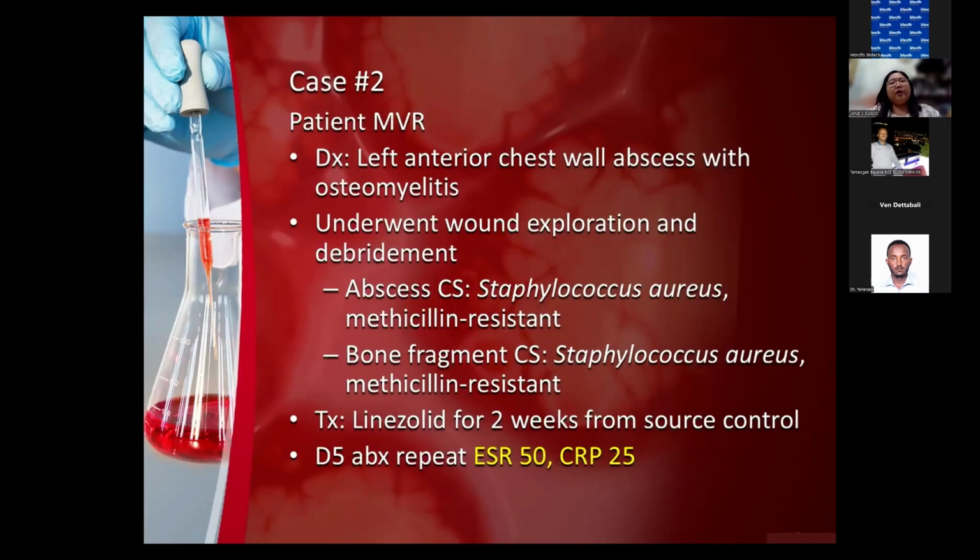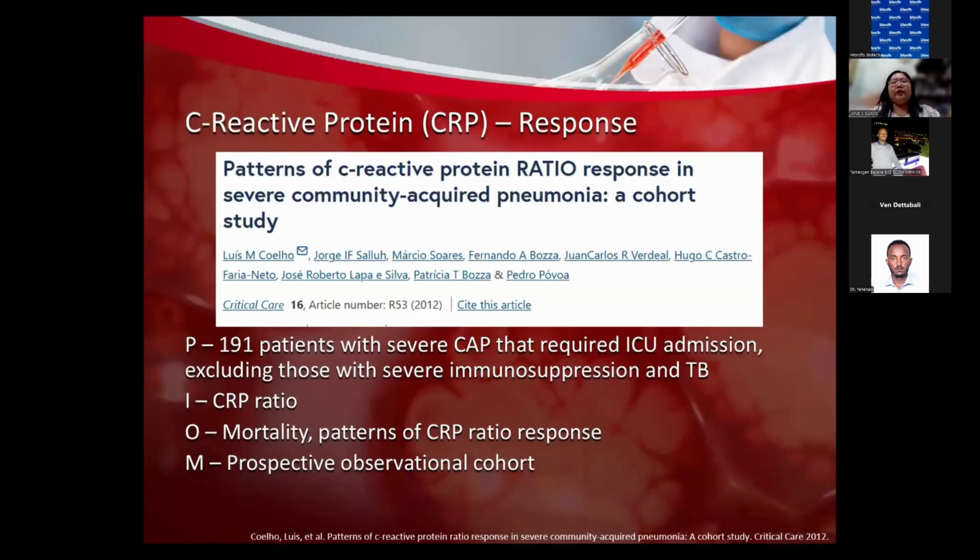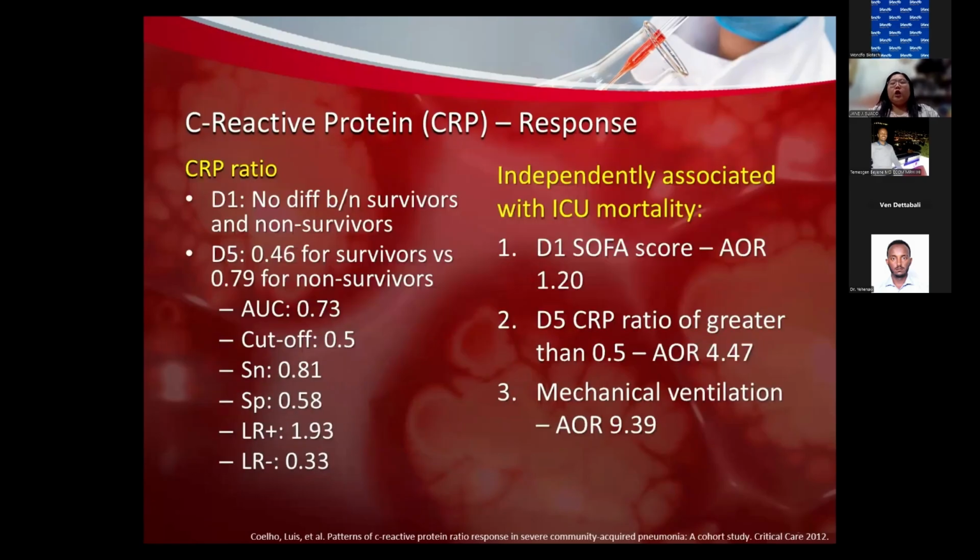A prospective observational cohort study done by Coelho et al., which enrolled 191 patients with severe community-acquired pneumonia that required ICU admission, excluding those with severe immunosuppression and TB, evaluated the difference of CRP ratio and its patterns of response between survivors and non-survivors. At day 1, CRP concentration was not significantly different, but the course of CRP ratio during the first week of antibiotic therapy showed a steady and significant decrease in survivors.